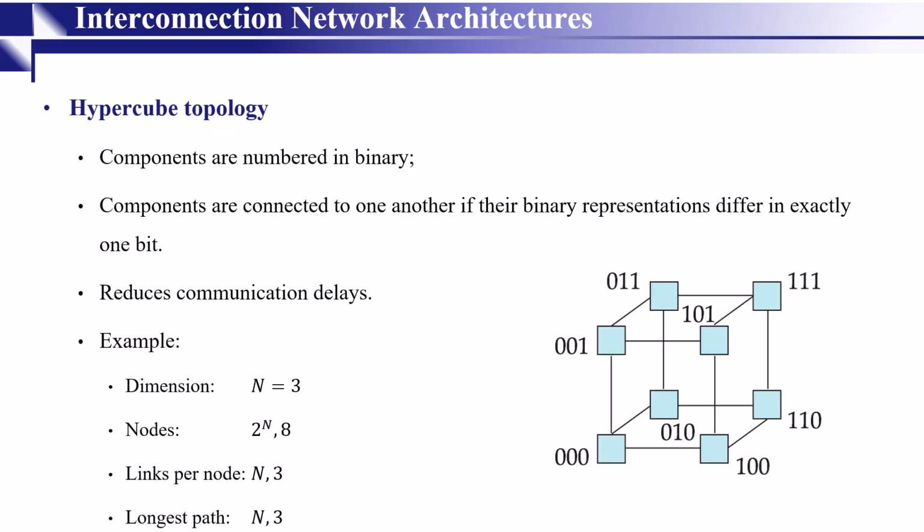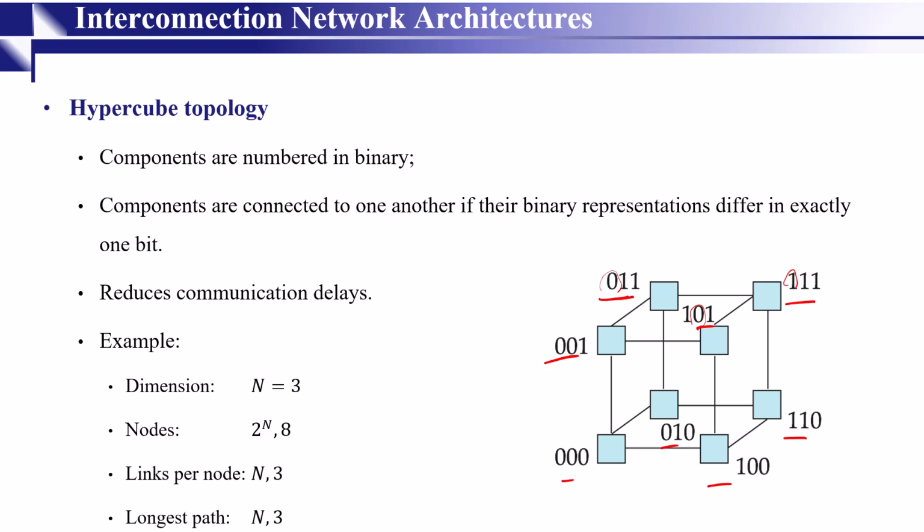The next one is hypercube topology. It's more abstract. In here, nodes are numbered in binary, as you can see here. These are the nodes and these are the links. They are connected to each other if their binary numbers differ by 1 bit. As you can see here, these two are connected because only 1 bit is different. These two are connected because 1 bit is different. This one is connected because 1 bit is different.